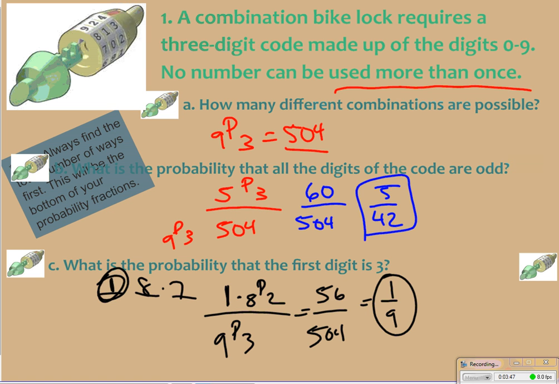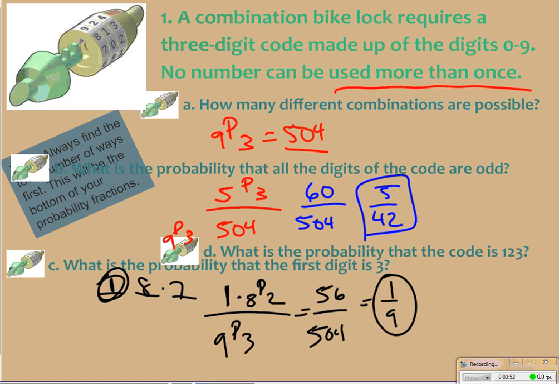So now, what is the probability that the code is 1, 2, 3? Well, how many codes are 1, 2, 3? 1. 1, 2, 3. That's going to be 1 out of 504.